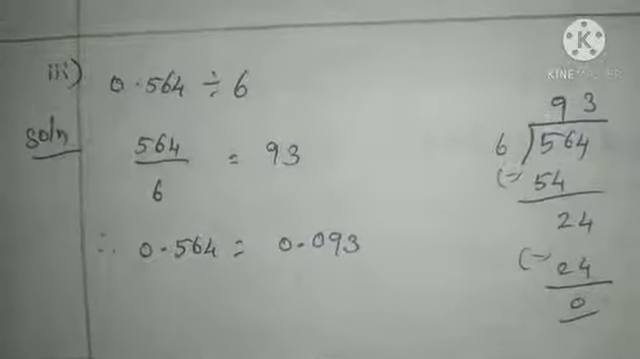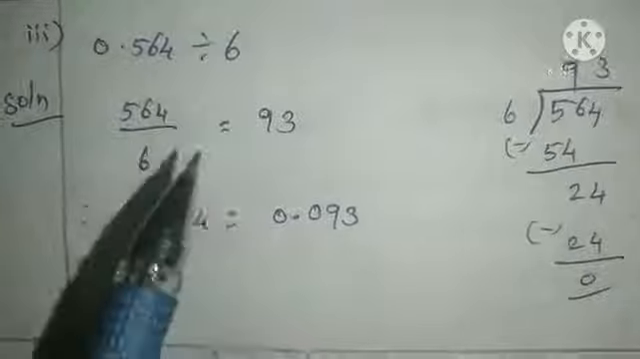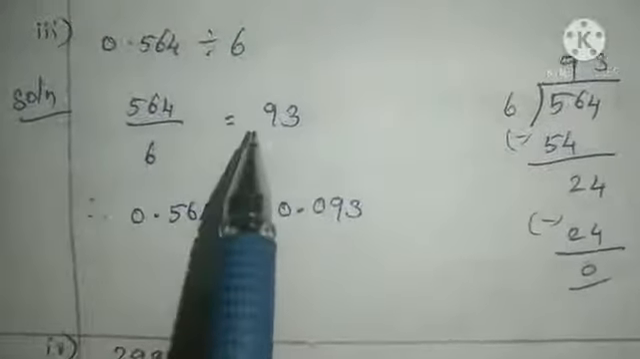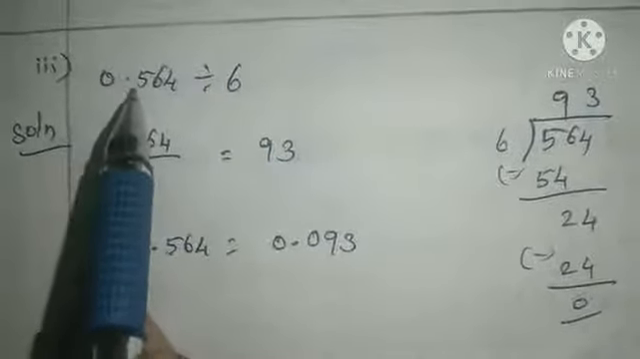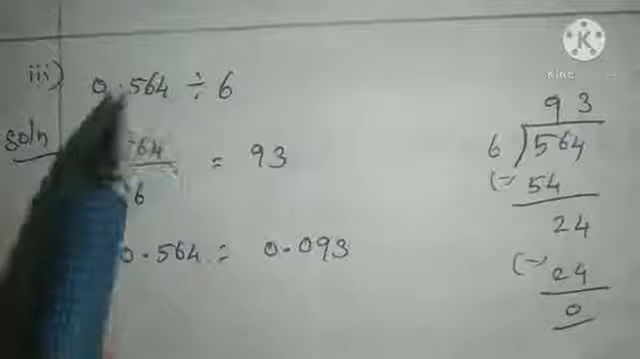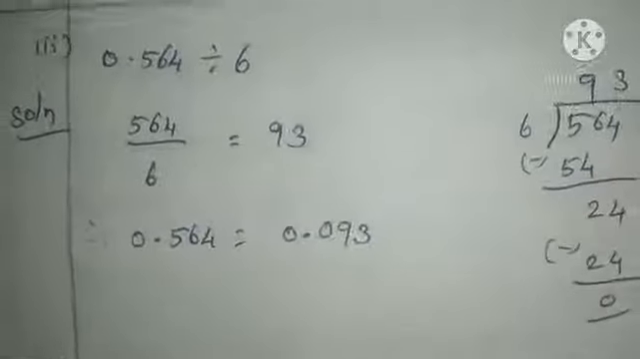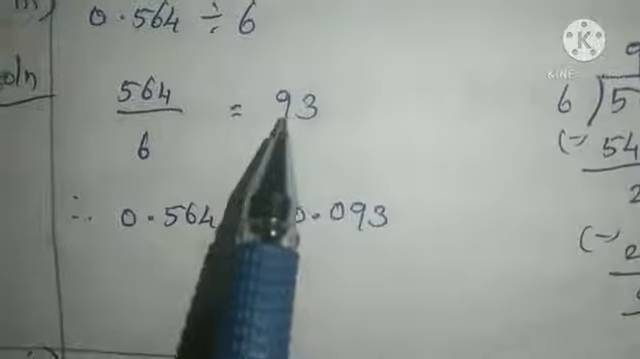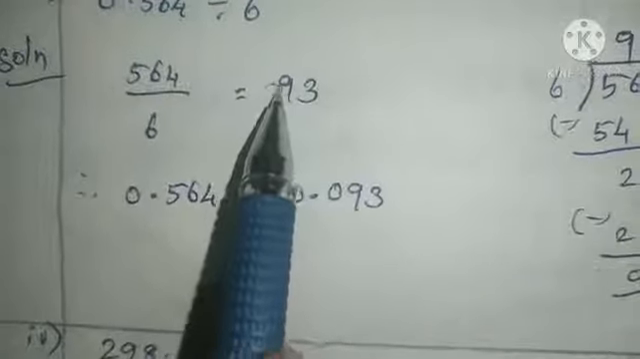Third sum, 0.564 divided by 6. First you have to divide, like 564 divided by 6, we get the quotient as 93. But in the dividend, we are having 3 decimal places. So in the quotient also, we should have 3 decimal places. But in the quotient, we have only 2 places. So we are adding a 0 in front of 9.